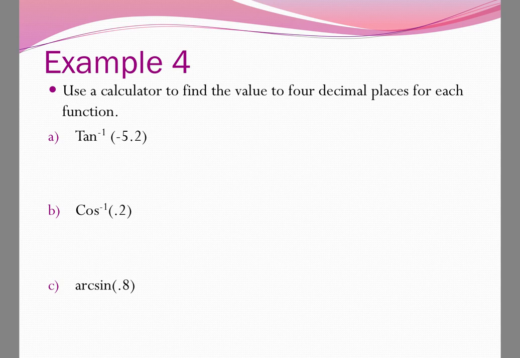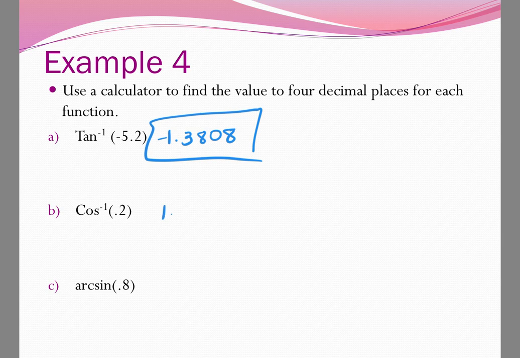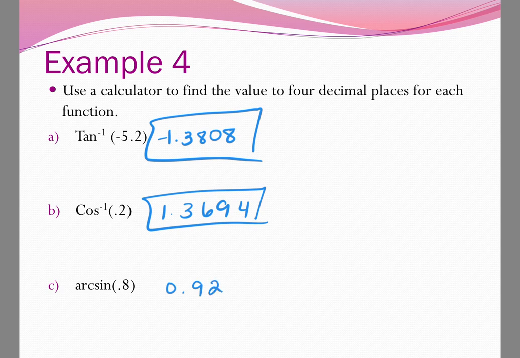So I'm going to make sure my mode is in radians. And when we reset calculators at the beginning, you'll be in radians. Then I'm going to do second tan to get tan negative 1 of negative 5.2, and I get negative 1.3808. I'm going to do second cosine 0.2, and I get positive 1.3694. And I'm going to do second sine 0.8, and I get 0.9273.